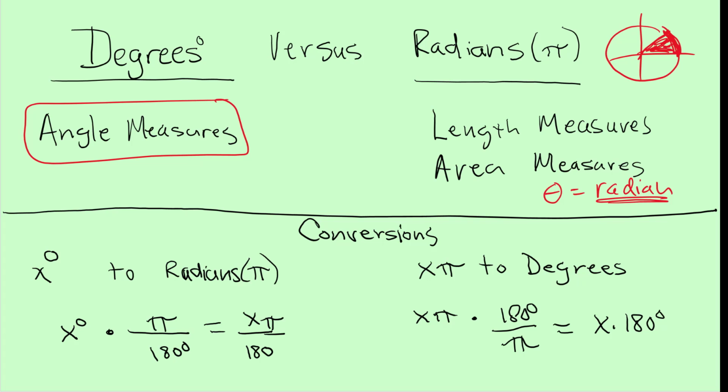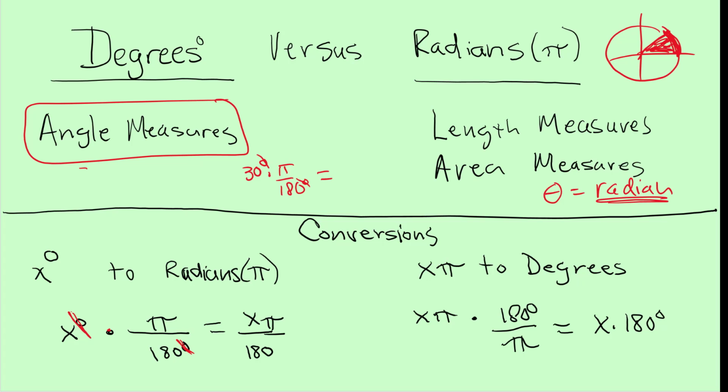Now to convert. Whatever your angle is in degrees, when you're going to convert it to radians, this is how you do it. You take your degrees and you multiply it by pi over 180. When you do that, the degrees cancel. So let's say you had 30 degrees times pi over 180. Well, the degrees cancel because labels cancel.